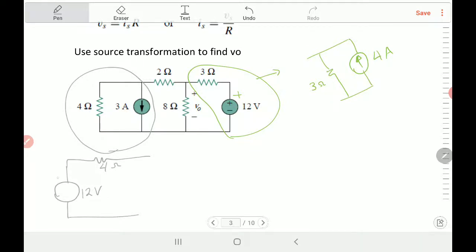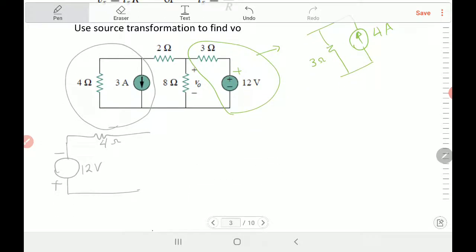Now we ask about the polarity of the voltage source, on the top or on the bottom. Look at the arrow of the current. If the arrow of the current is upward, we put positive on the top. Downward, the positive is on the bottom. It's downward, so the positive is on the bottom. So now we've got the two transformations. So replace these two sources in the circuit.